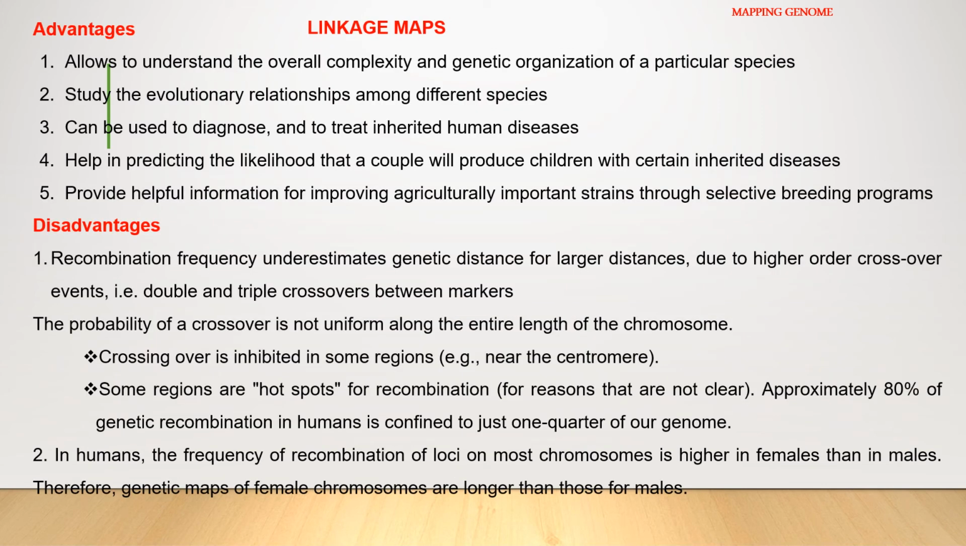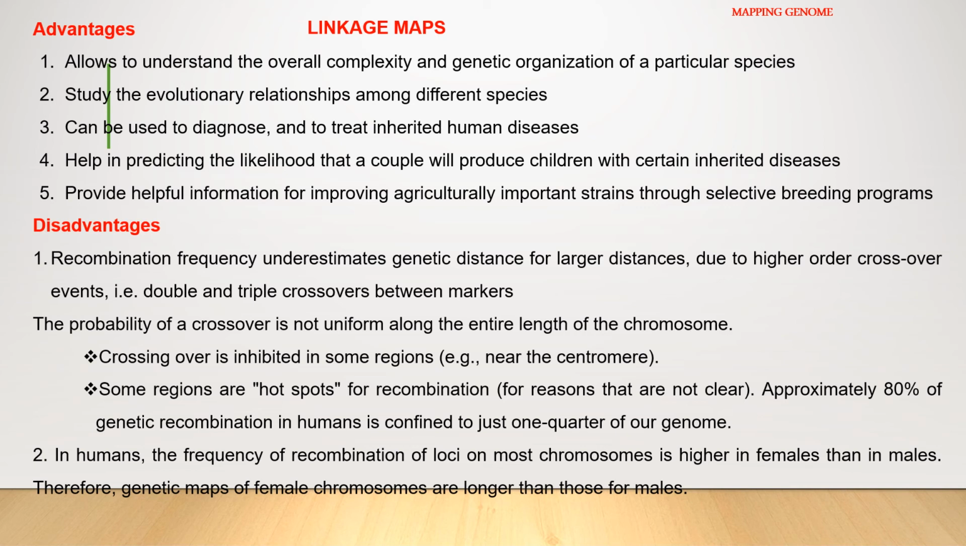Advantages of linkage maps: they allow us to understand the overall complexity and genetic organization of a particular species. They help to study the evolutionary relationship among different species. In humans, they can be used to diagnose and treat inherited diseases. They help to predict the likelihood of a couple producing a certain inherited disease. They also provide overall information for improving agriculturally important strains through selective breeding programs.